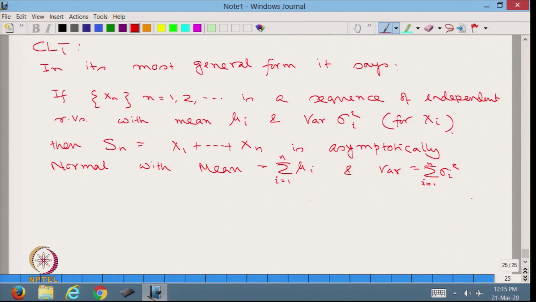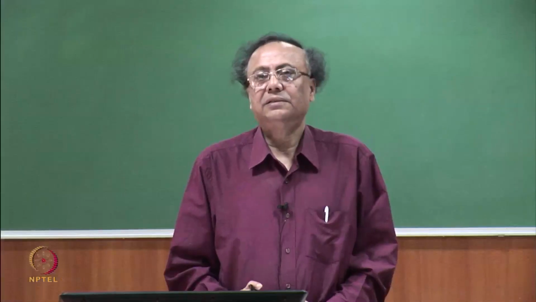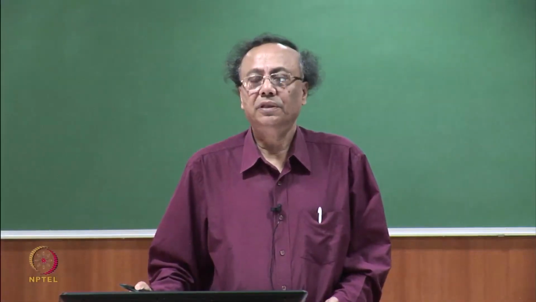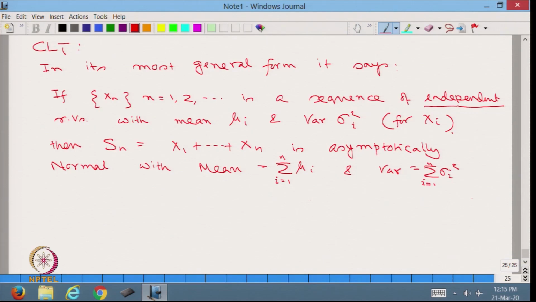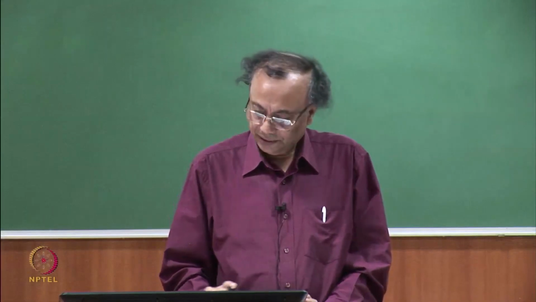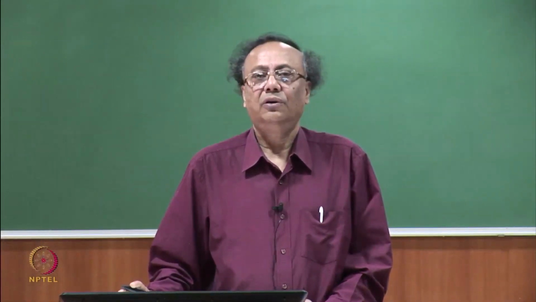So, this is the most general form, when the only assumption is that X_1, X_2, ..., X_n are independent. In this class, we shall not prove this. What we shall prove is that if they are not only independent but identically distributed, then the same result holds.